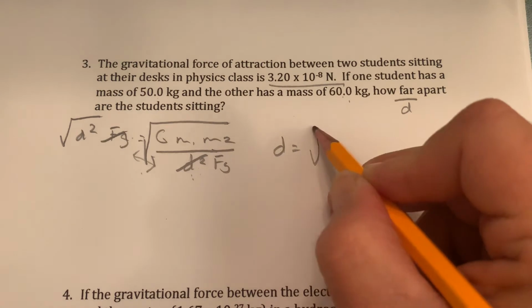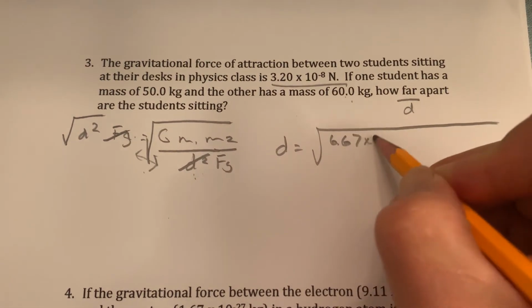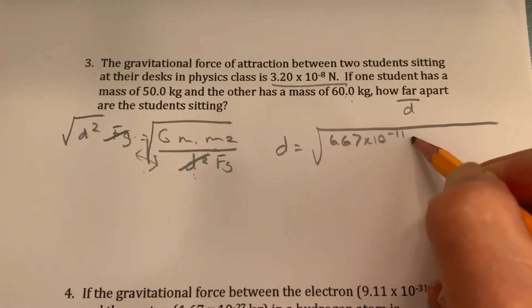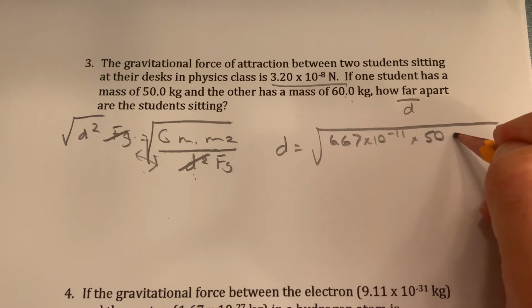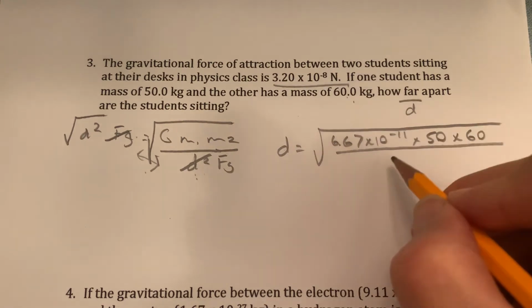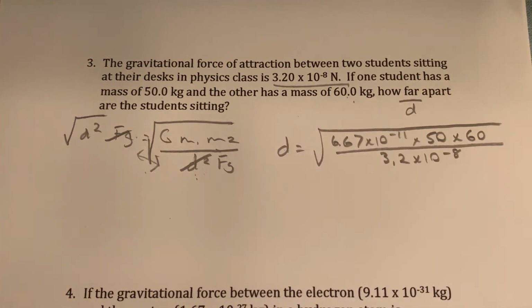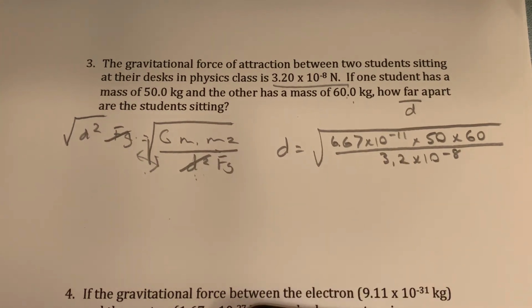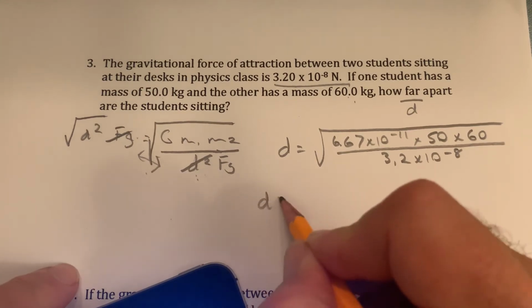So d is the square root of g, which is 6.67 times 10 to the negative 11. And then this is easy, we just get 50 kilograms and 60 kilograms. And all that will be divided by the force, which is 3.2 times 10 to the negative 8. So think about how far apart you guys sit in class. And think about that in meters and see if we get close to what we think it is.